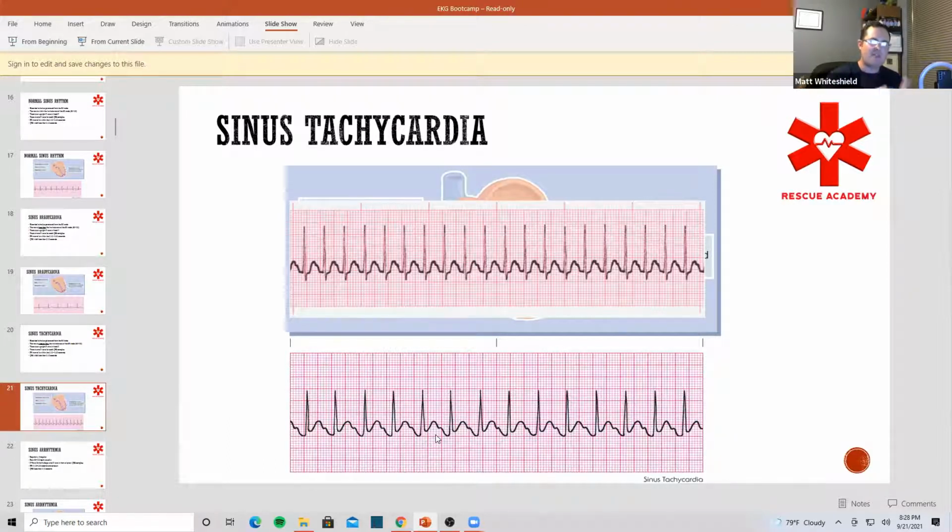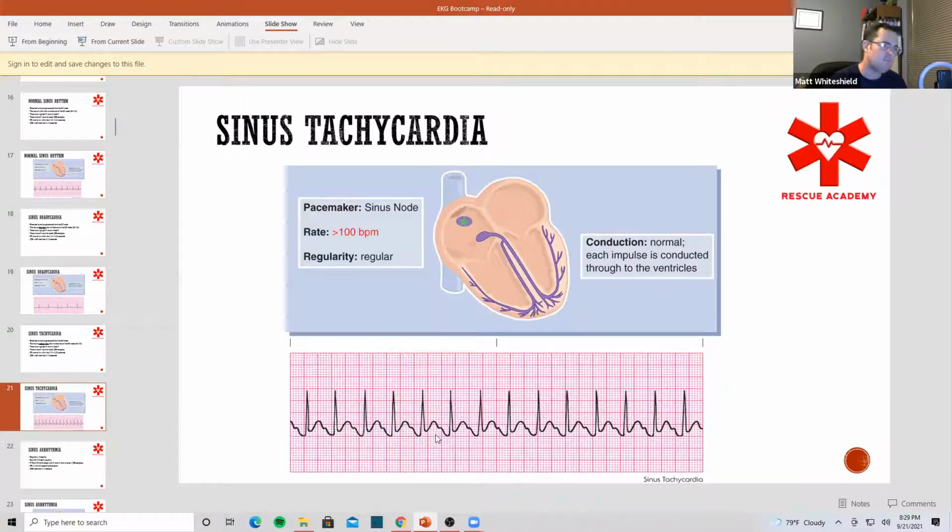And remember that, if you can't differentiate the two and they're sitting on top of each other, you're looking at an SVT. It's going so fast that you can't tell the difference. Everything gets so smushed together. And that typically happens at a rate greater than 150.